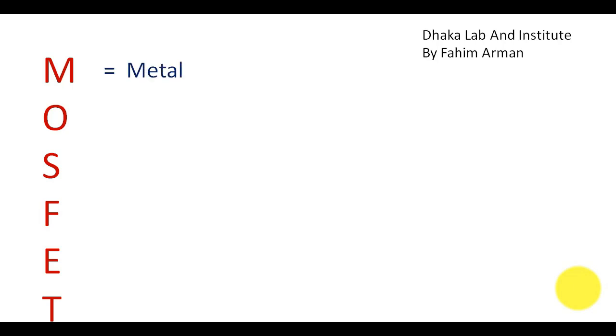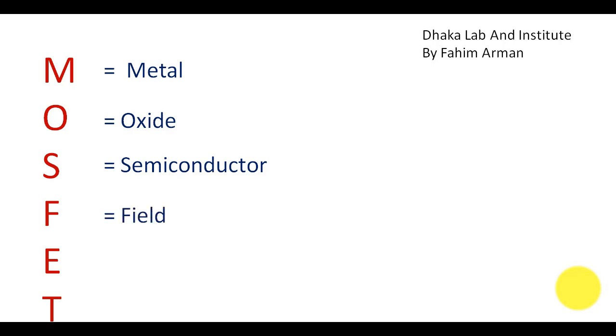M for metal, O for oxide, S for semiconductor, F for field, E for effect, and T for transistor. Totally, metal oxide semiconductor field effect transistor. And we will see some workings of MOSFET.